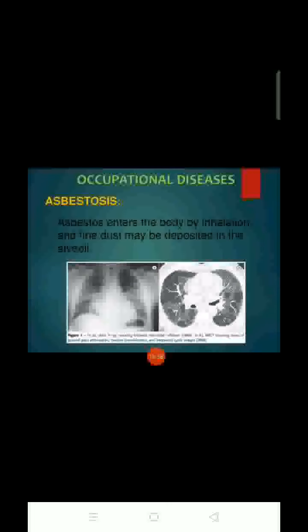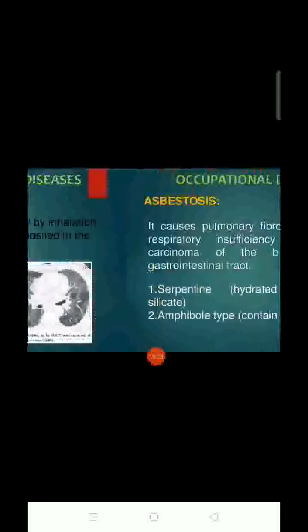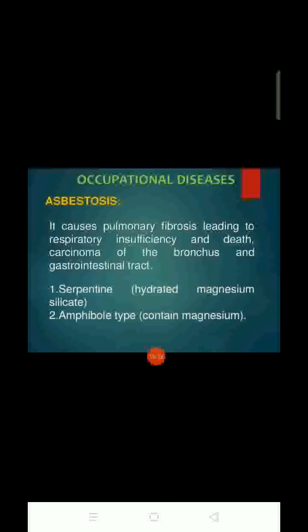Next, what is asbestosis? Asbestos enters the body by inhalation, and the fine dust is deposited in the alveoli. Asbestosis causes pulmonary fibrosis, leading to respiratory insufficiency and death.